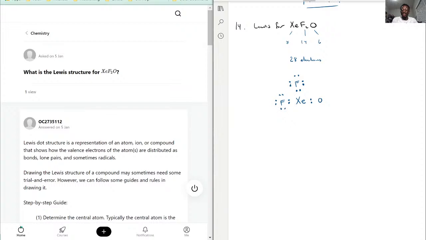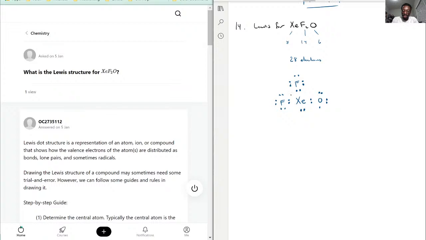So these two are already complete. Finish your octet rules. Oxygen is sharing 1 of its 6. So 2, 3, 4, 5, 6. So there's going to be 1 unpaired electron right now. Xenon, on the other hand, is sharing 3 of its 8. So there's going to be 4, 5, 6, 7.